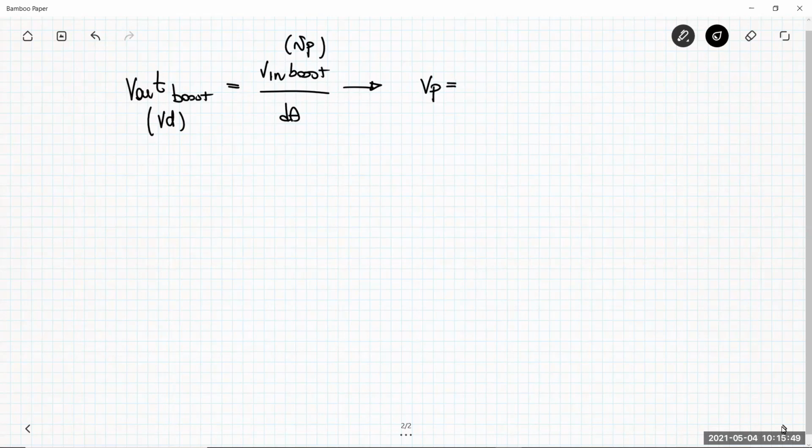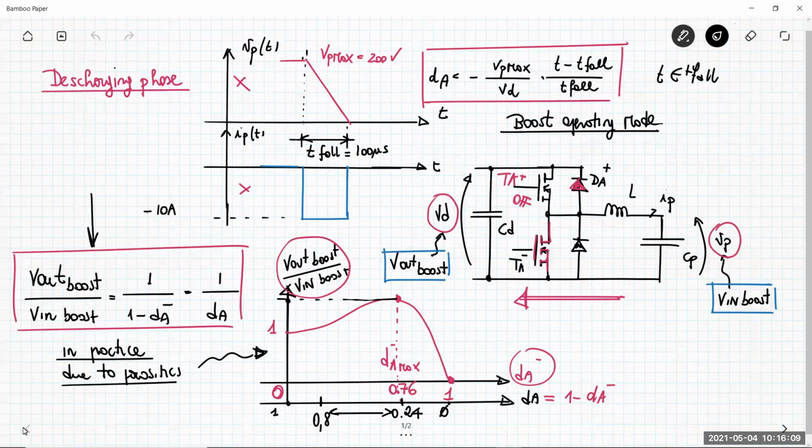And so from this, we can see that VP is duty cycle multiplied by VD: 0.24 multiplied by 250 volt, which was our VD, gives 60 volt. Basically, in this phase the voltage VP goes down from 200 volt, eventually reaching 0, but when it reaches 60 volt, from this value on, we have no more boost operating mode.